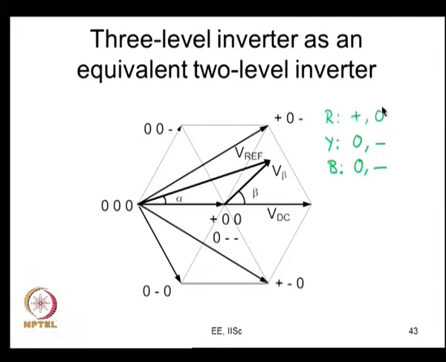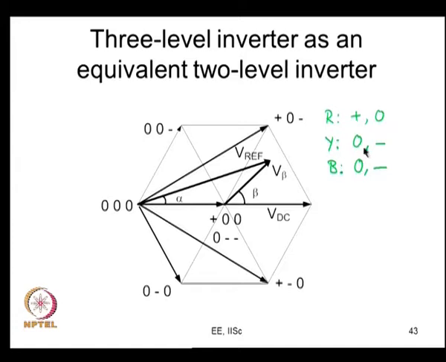Let me argue differently. R phase has 3 voltage levels: plus VDC by 2, 0 and minus VDC by 2. Now, this part is the positive half cycle of R phase, so the R phase fundamental voltage is positive. There is no reason for the R phase really to go to minus. It is usually going to switch between plus and 0 only. So, let us say R phase switches only between plus and 0.